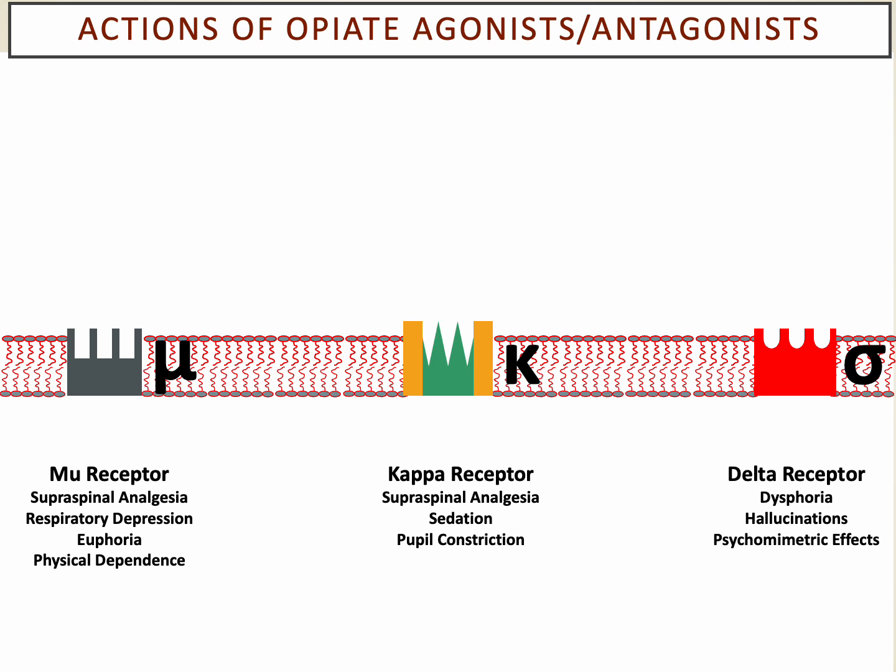The other two receptors we'll talk about briefly, one is the kappa receptor, also associated with supraspinal analgesia, some sedation, and some pupil constriction, and the delta receptor, which basically has a lot of activity which is not particularly pleasant. It may be associated with some patients who have a dysphoric reaction or even hallucinations or psychomimetic effects associated with opioids. And so that's really an undesirable effect.